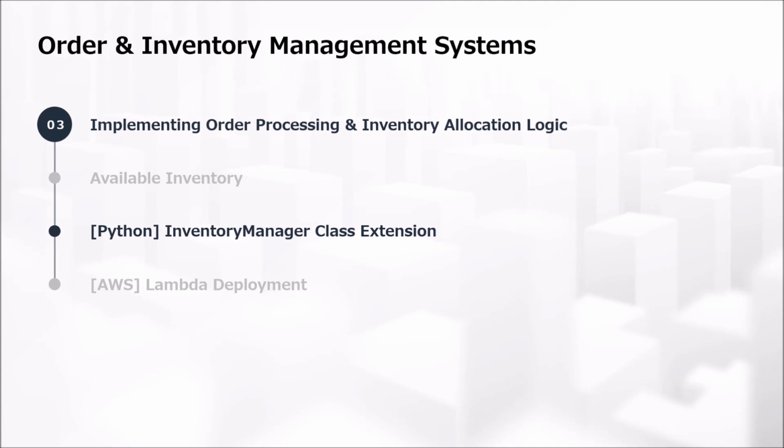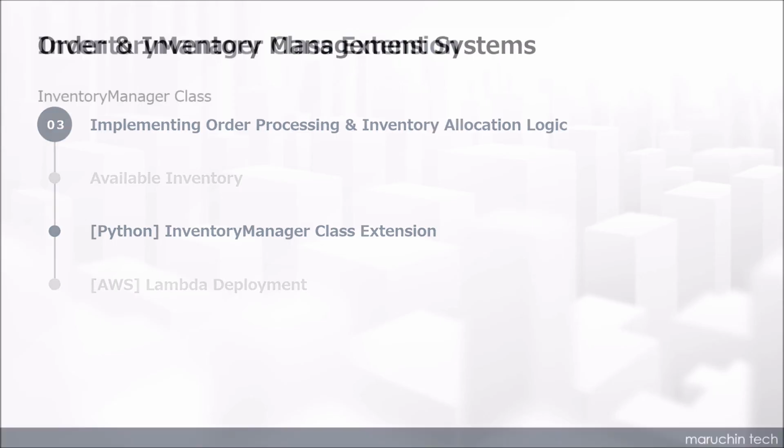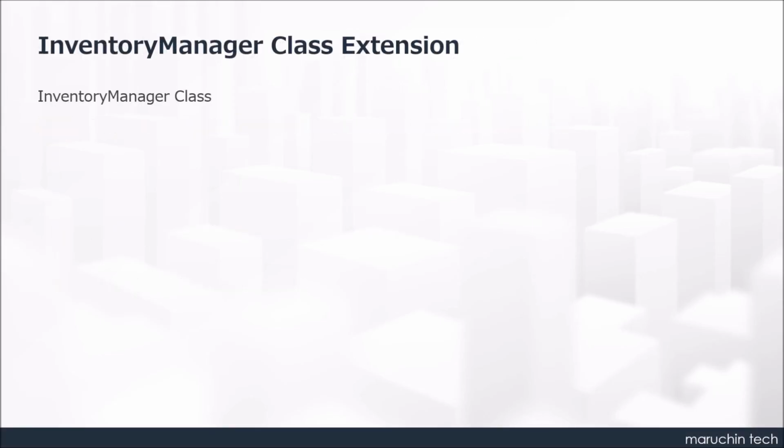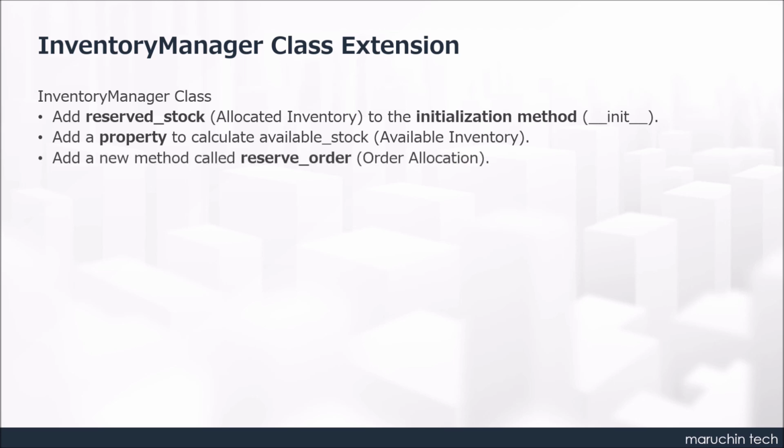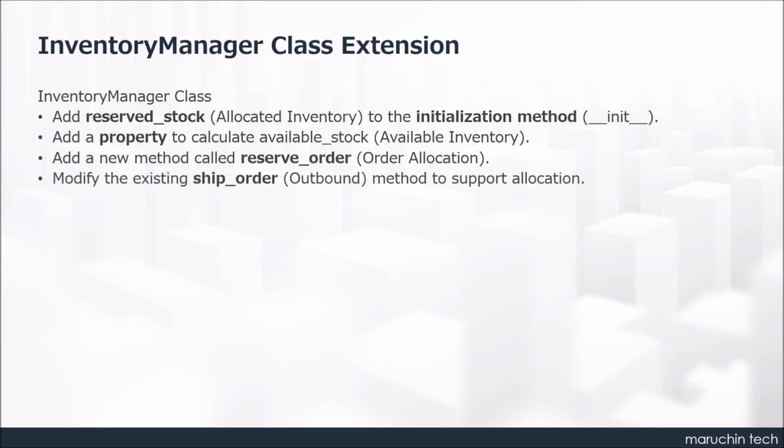Next, we will extend the Python code to add the available inventory logic. In this section, we will adapt the Inventory Manager class to support allocation logic. We will extend the class created in the previous section to implement the concepts of reserved inventory and available inventory into the Python code. Specifically, we will add a reserved stock allocated inventory to the initialization method, and we'll add a property to calculate available stock. Add a new method called reserve order. Modify the existing ship order method to support allocation.